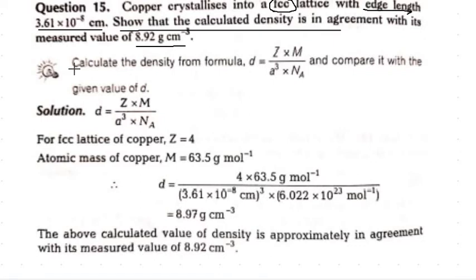So we have to show the agreement, the closeness of both the readings. Here the beauty is that the answer is given. Now use the formula: D is equal to Z into M upon A cube into Na. So what is given to you? Z is given to you.